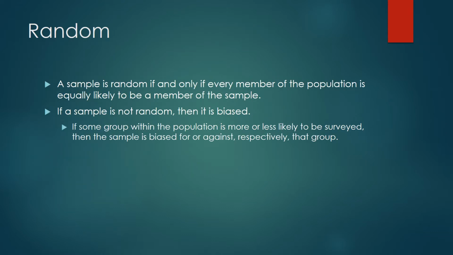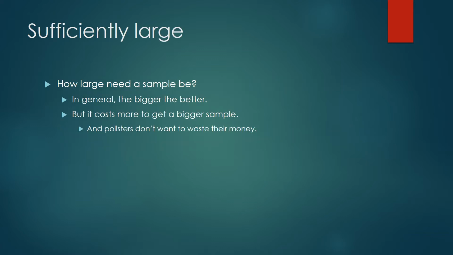Random, here's another technical word in our class. A sample is random if and only if every member of the population is equally likely to be a member of the sample. Okay? If a sample is not random, then it is biased. Right? If some group within the population is more or less likely to be surveyed, then the sample is biased for or against that group respectively. Sufficiently large. Well, how large does the sample need to be? In general, the bigger the better, but it costs more to get a bigger sample. And pollsters, say, who are trying to figure out what a population is like, don't want to waste their money.